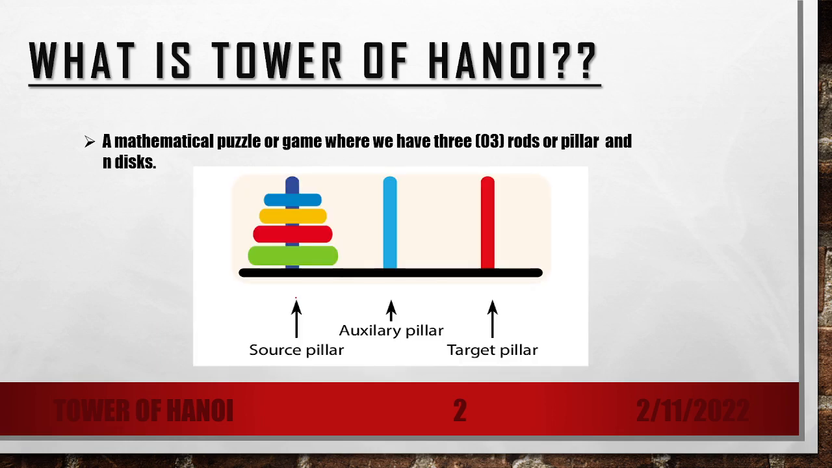This is a visual representation of Tower of Hanoi. We can see there are three pillars here. This is the first pillar, this is the second pillar, and this is the third pillar. The first pillar is called the source pillar, where there can be n number of disks. Here there are 4 disks, and we have to move all these disks according to some rule to the targeted pillar, and we can use this auxiliary pillar for moving the disks.